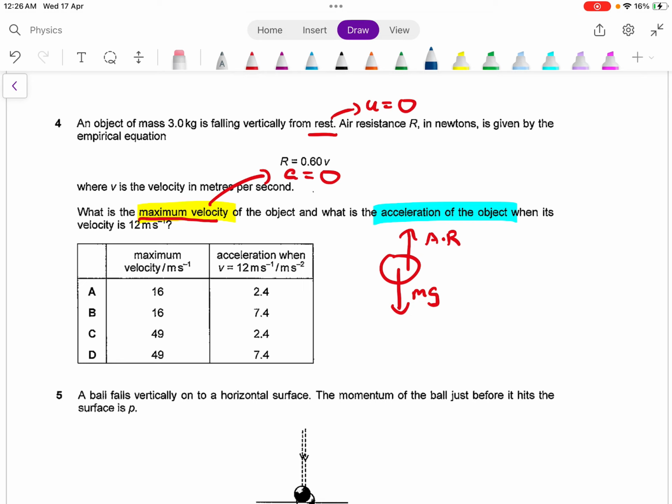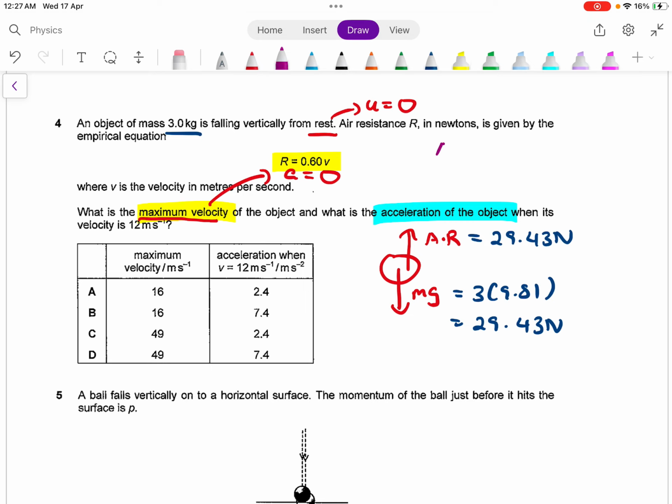First we are given the mass, 3 kg, so you simply calculate 3 multiplied by 9.81. This will give you about 29.43 Newton. So the weight of this object is about 29.43 Newton, meaning that the air resistance must also be 29.43 Newton. So with this, I can do a bit of calculation. I simply look at this: R equals 0.6 V.